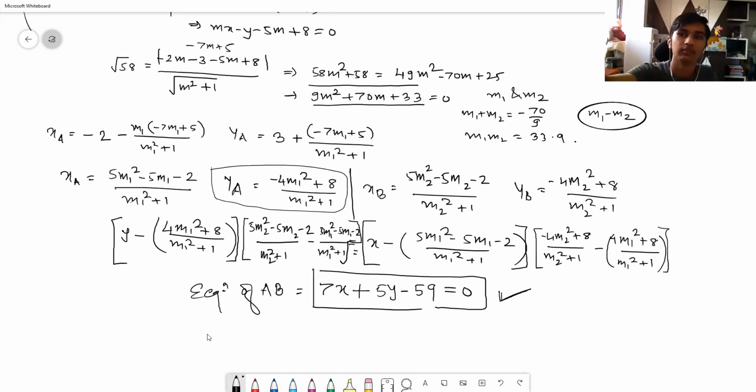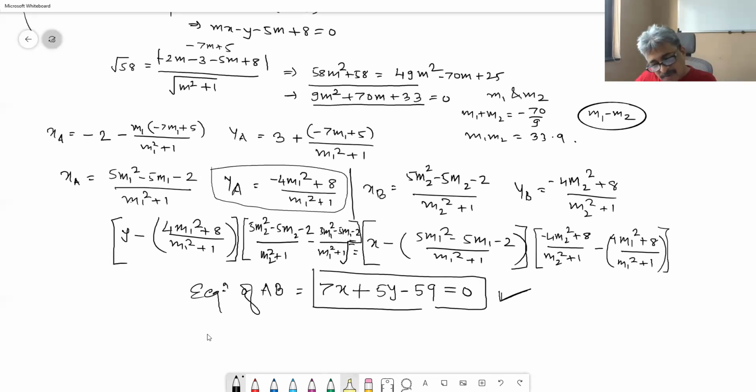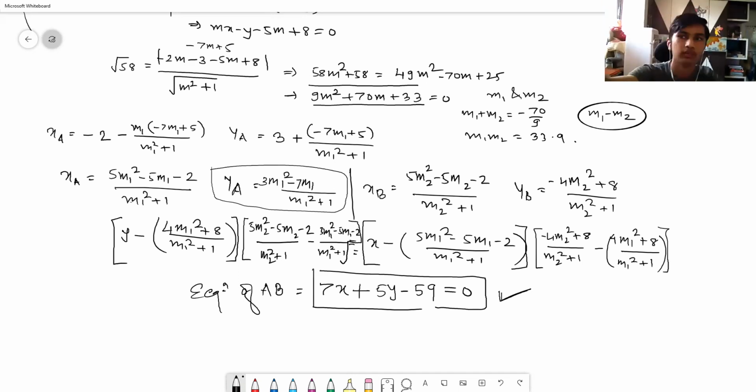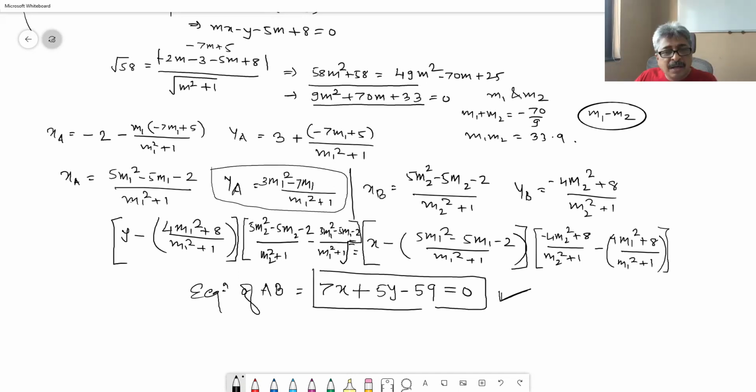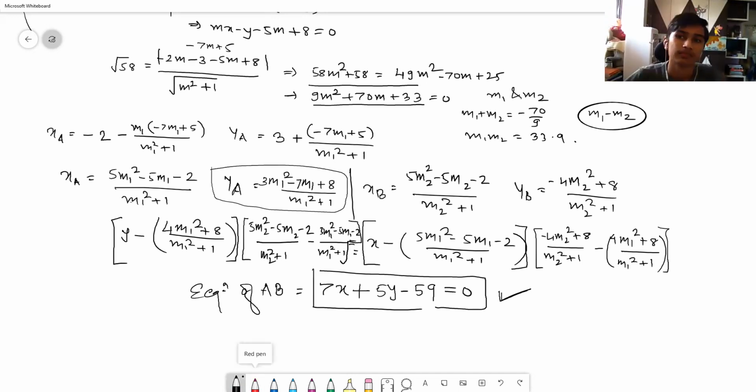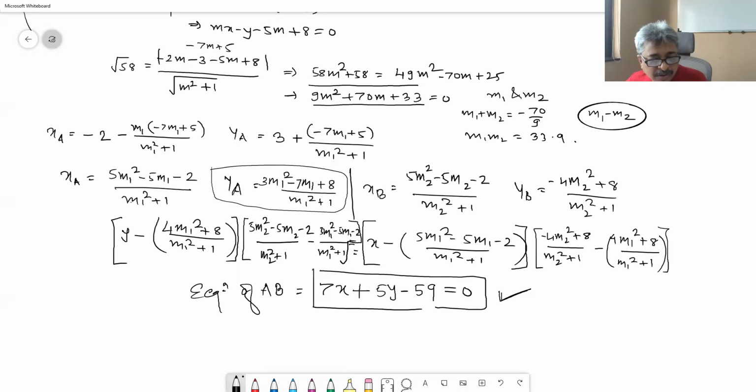Sir, 3m1 square minus 7m1 plus 5 comes in the numerator. Oh yes, okay, I took m1 square here without reason. Okay, okay, what is the numerator? 3m1 square minus 7m1 plus 5 plus 5, how? It's 8, right? Yes, Sir, plus 8. Okay, correction there. Therefore, this also needs to be corrected.